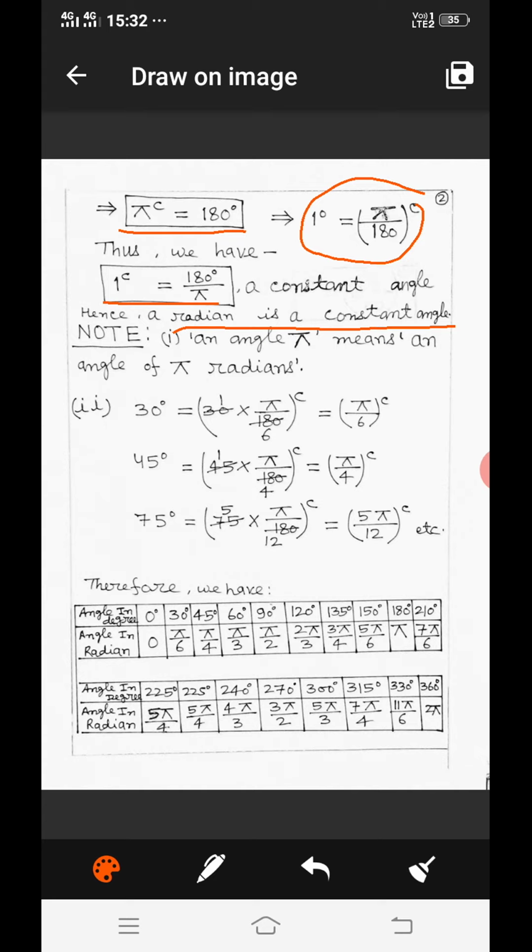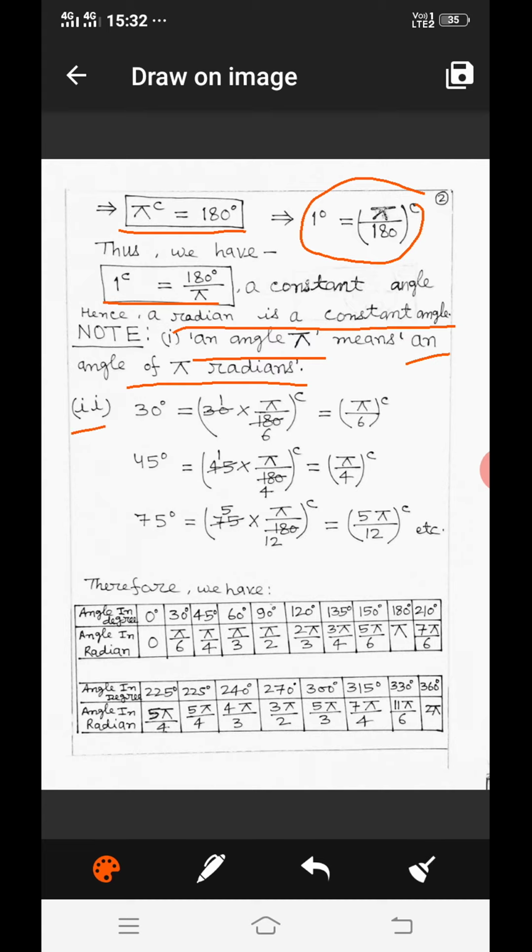Dear students, here is a note. First, if no unit is mentioned with an angle, it is understood to be measured in radians. Thus an angle pi means an angle of pi radians.